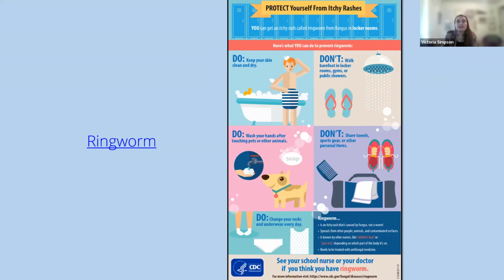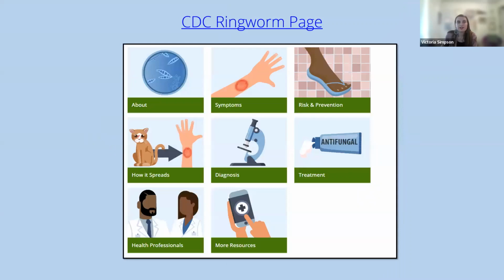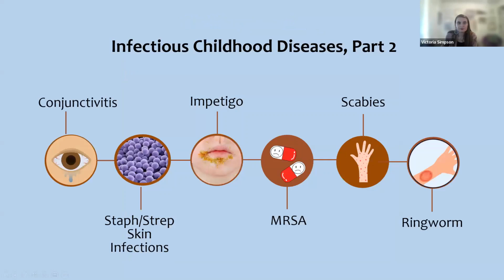In general, if an individual is diagnosed with ringworm, it's important to keep the affected areas covered and to make sure that individuals with ringworm are not at the childcare center or school at all if their treatment has not been given. Of course, if you want to learn more about ringworm, you can always check out the CDC ringworm page, which has a lot of great information, and we have hyperlinked it to this slide.